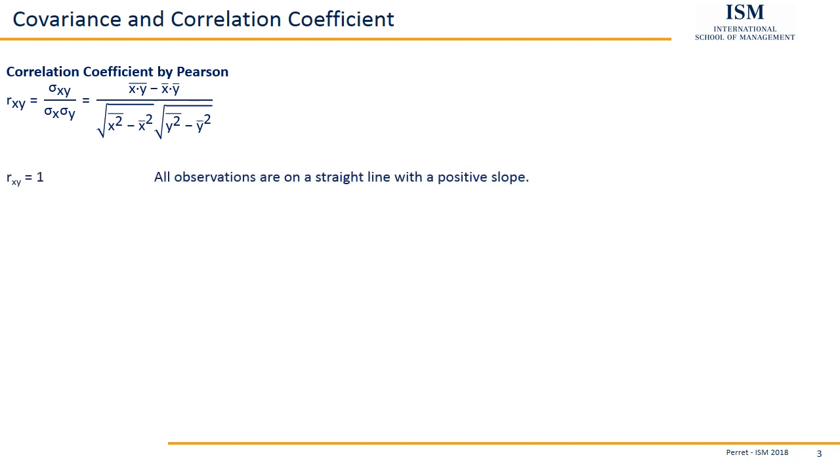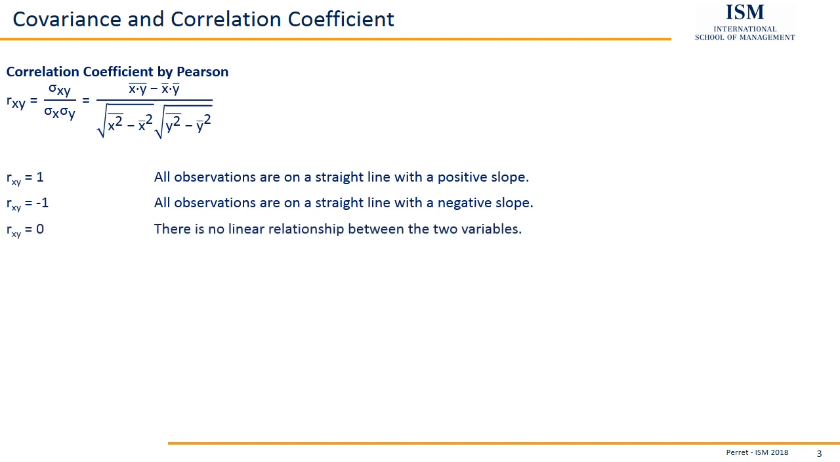So we can summarize this. 1: all observations are on a straight line with a positive slope. -1: all observations are on a straight line with a negative slope. And 0: there's no relationship between the two variables. In particular, here I said no linear relationship. The correlation coefficient and the covariance measure linear relationships. So it could be that there's an exponential relationship, a quadratic relationship. There could be any different types of relationships, and still the correlation coefficient could be very small.